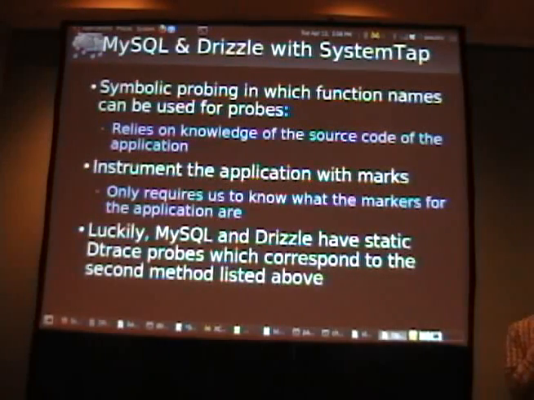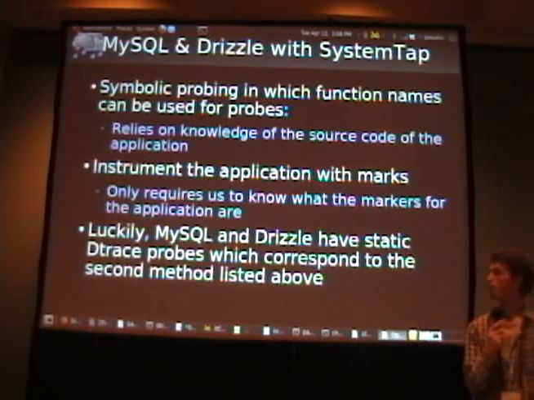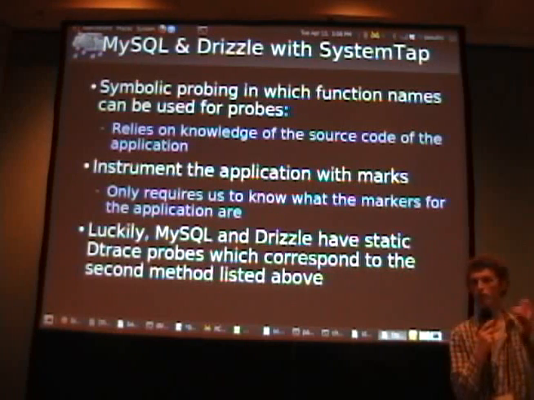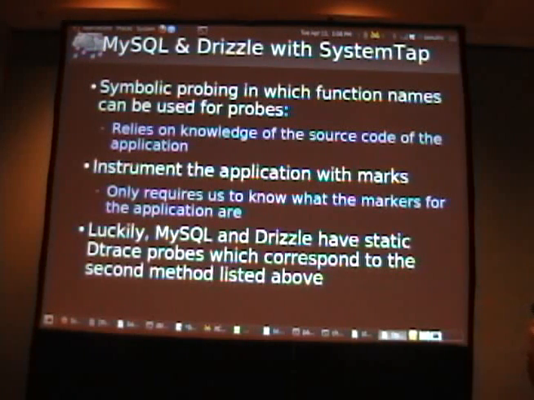So this is the main point of the presentation. This is how you probe your applications with SystemTap. There are two ways that you can do user-level probing. There's symbolic probing, in which you can use function names. If you compile with debugging info, you can actually use file names, and you can set a probe at a line in the file if you want to. Or the other thing, which is what I'm going to cover most in this presentation, is you can instrument the application with markers. It only requires us to know what the actual markers of the application are.